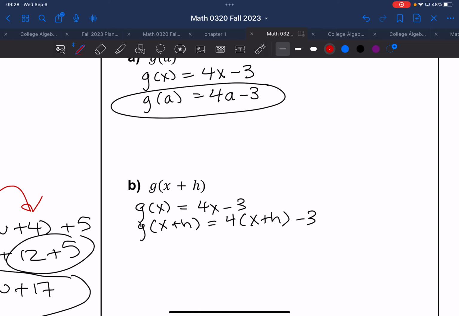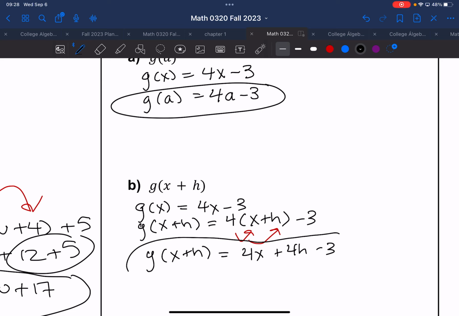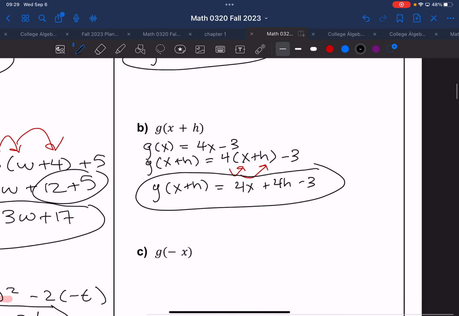What can we do? Distribute. So g of x plus h is equal to 4x plus 4h minus 3. Can we simplify? No. Why can't we combine 4x and 4h? Two different variables, so they are not like terms. Good.